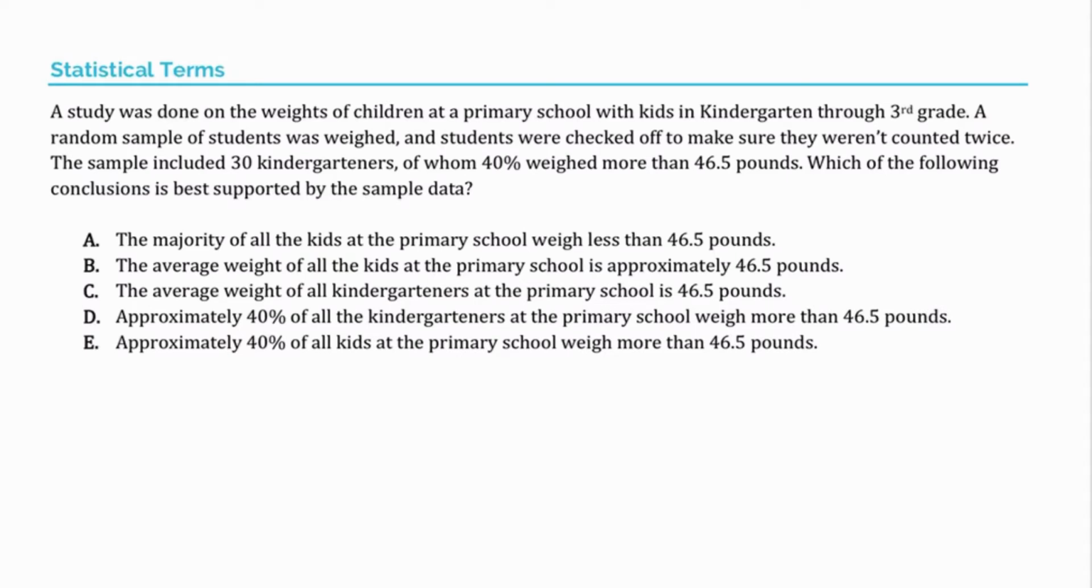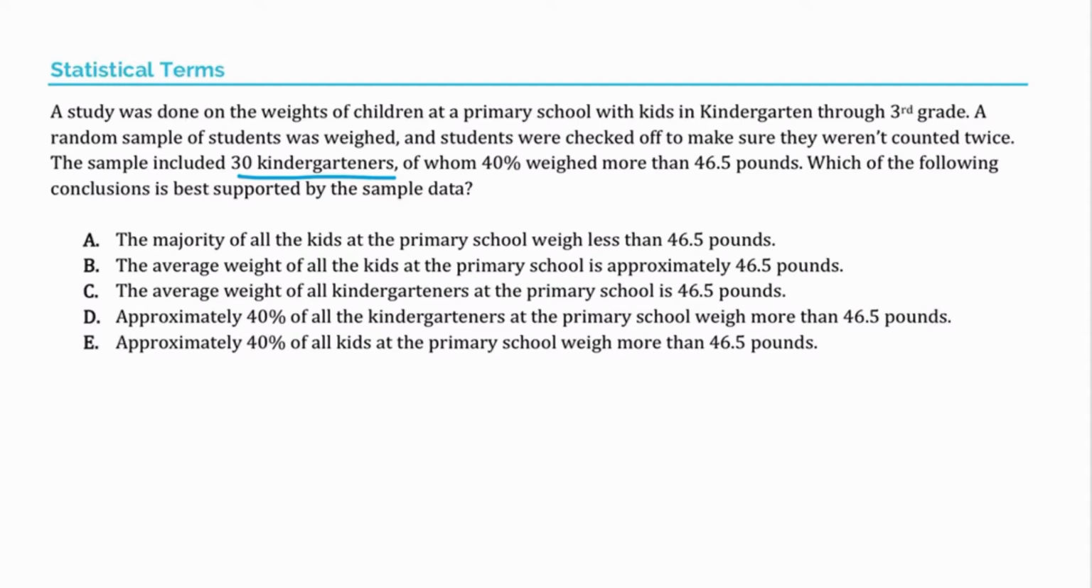Okay, so that's just good practice when you're doing some sort of experiment, right? You want to make sure that you don't count the same kid 3 times on accident. If you're including 30 people, you want to check them off to make sure that they're each only counted once. The sample included 30 kindergartners. So what I want you to notice is that the primary school had kids in kindergarten, first grade, second grade, and third grade. This sample is only with kindergartners. Well, that means that whatever you figure out from these data, you can only then generalize back to the kindergartners at the school.